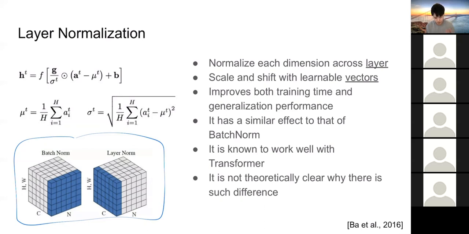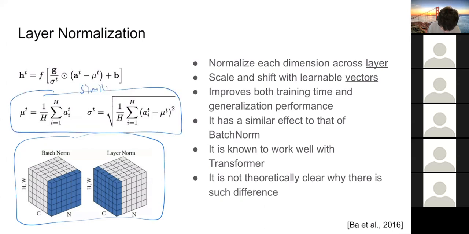Although how you compute mean and variance is quite the same, this is very similar, but the key difference is that this H is, sorry if it's confusing, not the same H as the H in the diagram. They are from different sources, that's why it could be confusing. Here the H is the size of the vector that we're talking about, the layer basically. So we're normalizing each dimension across the layer. And we also have scale and shift, but another difference is that they are vectors, not scalars.